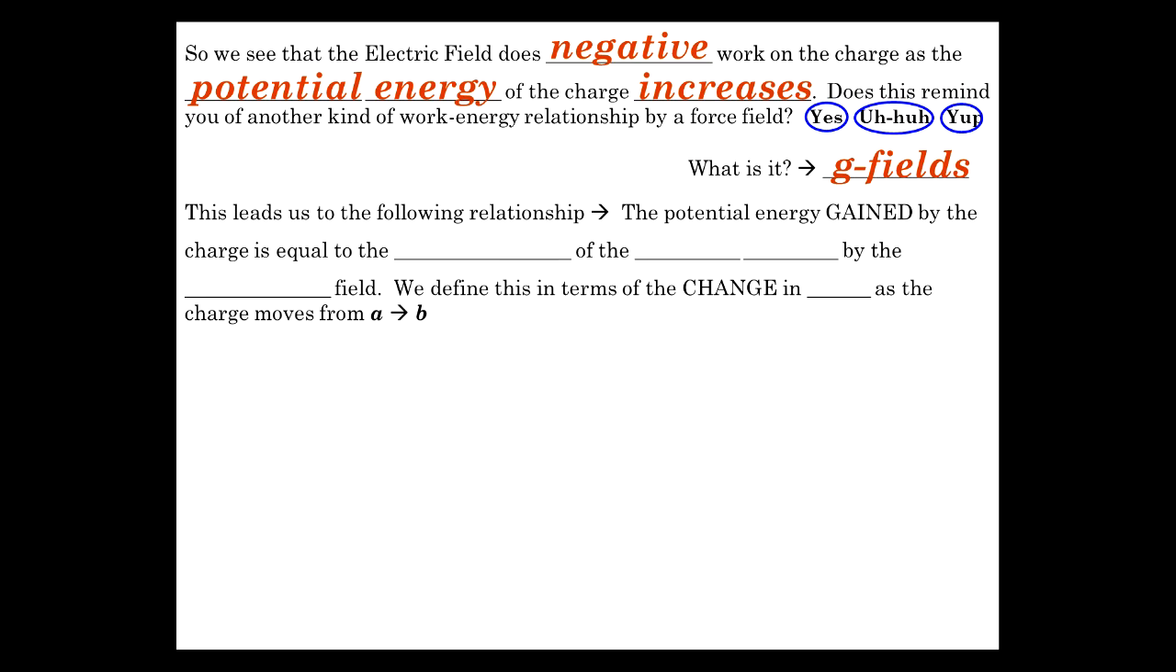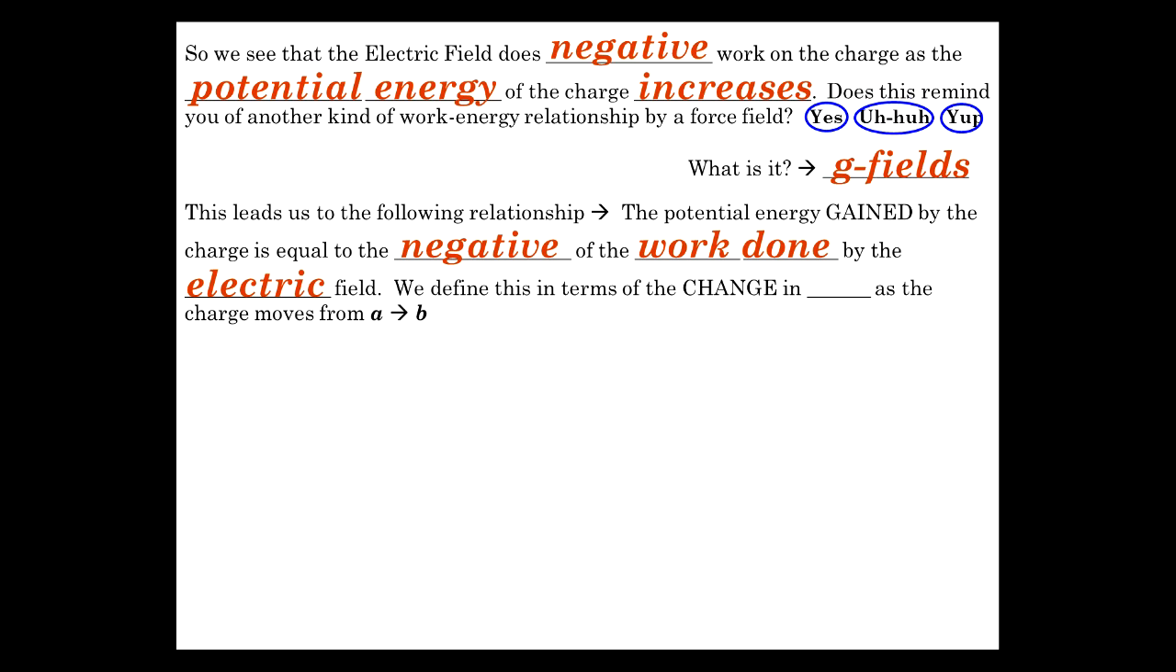So we're going to relate it more and more to G fields momentarily in our discussion of this rather abstract concept that we're dealing with here. And so we can say the following now, that the potential energy gained by the charge, if you're going to gain potential energy, is equal to the negative of the work done by the electric field.